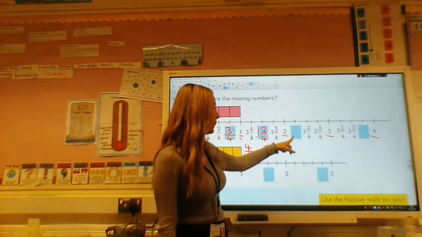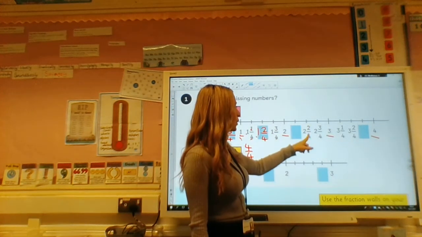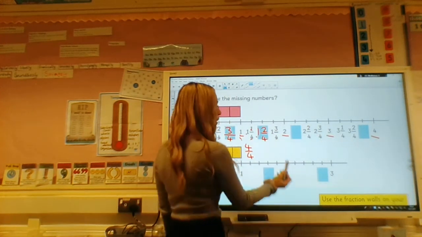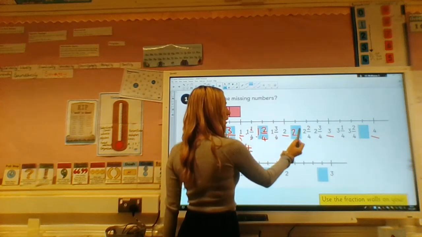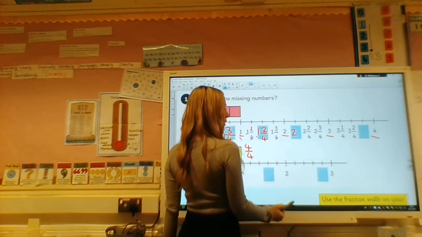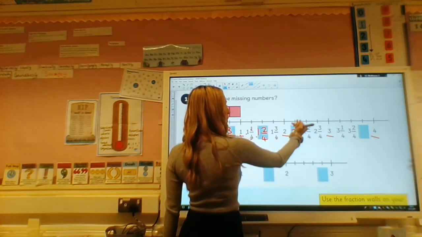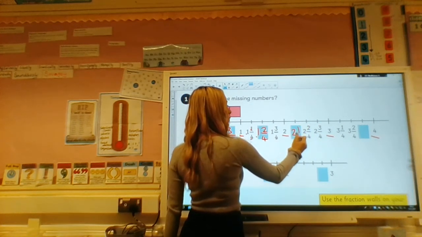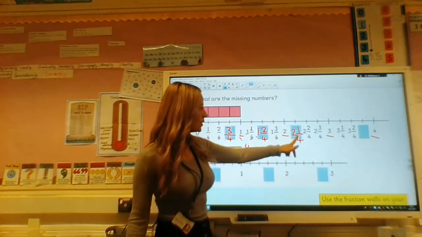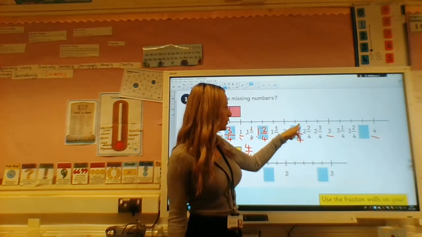Then we've got a missing number, then we've got 2 and 2/4, 2 and 3/4. So the whole number here will be 2, because we can see in the pattern 2 has been used. And then we've got 2/4, 3/4, so what is going to be before 2/4? It would be 1/4. Again, the denominator is the same, you're just looking at the numerator changing.